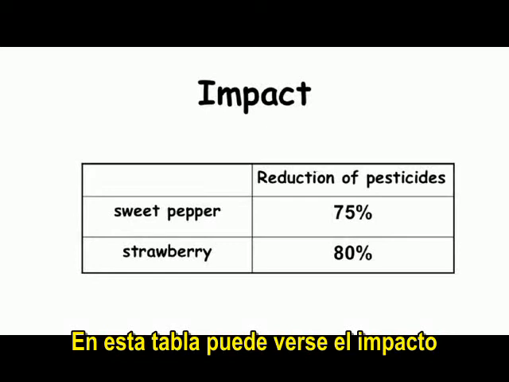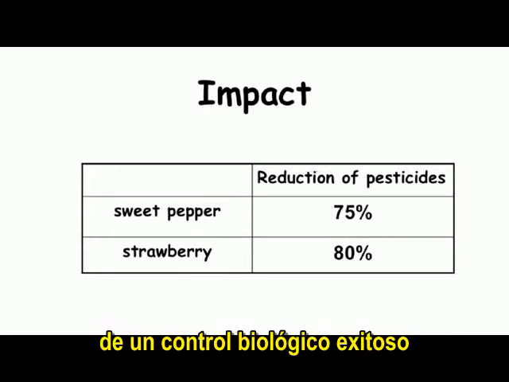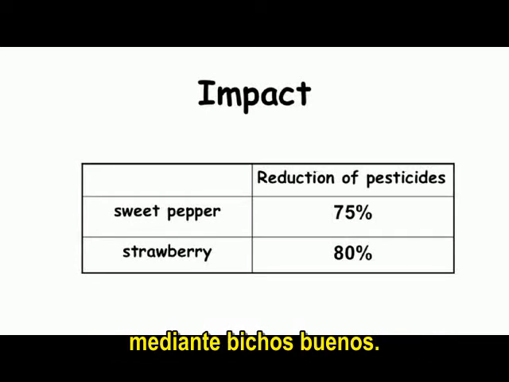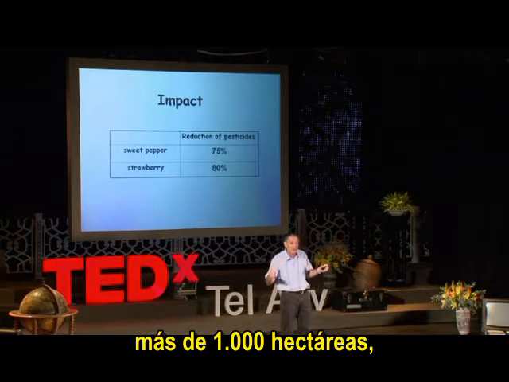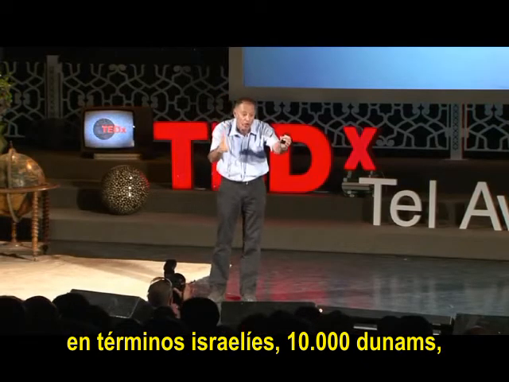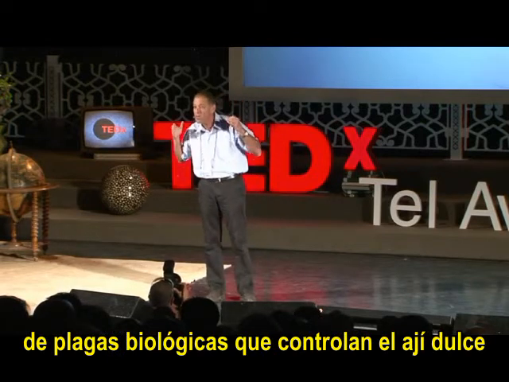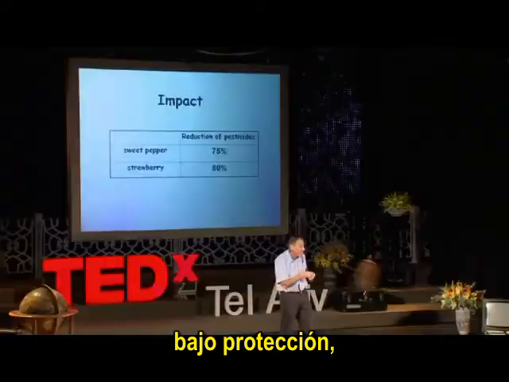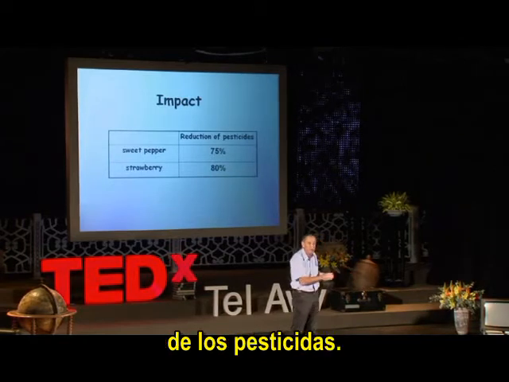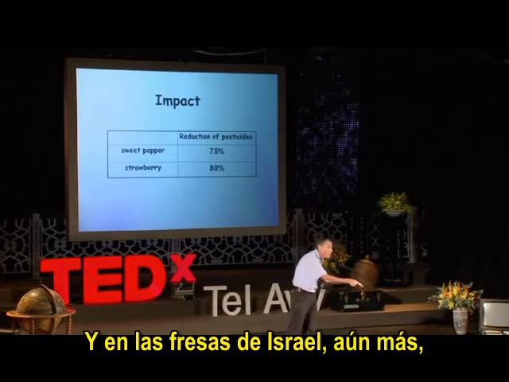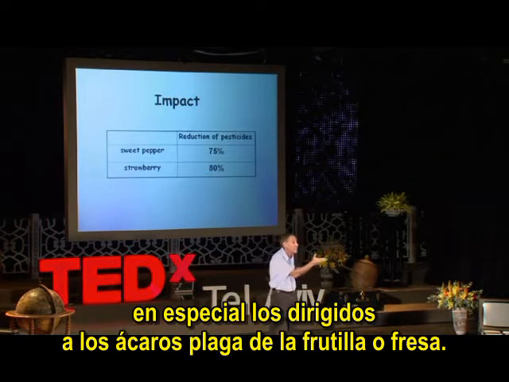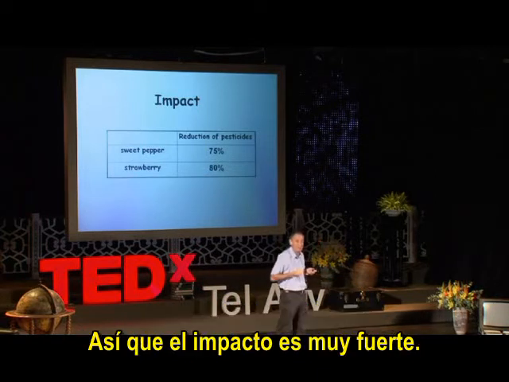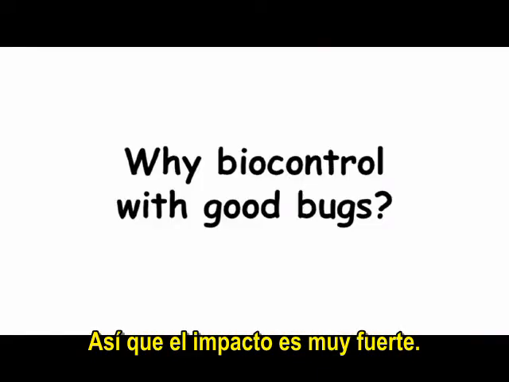In this table you can actually see the impact of a successful biological control by good bugs. For example, in Israel, where we employ biological pest control on more than 1,000 hectares, 10,000 dunams in Israeli terms, in sweet pepper under protection, 75% of the pesticides were actually reduced. And in the Israeli strawberries, even more, 80% of the pesticide, especially those aimed against pest mites in strawberries. So the impact is very strong.